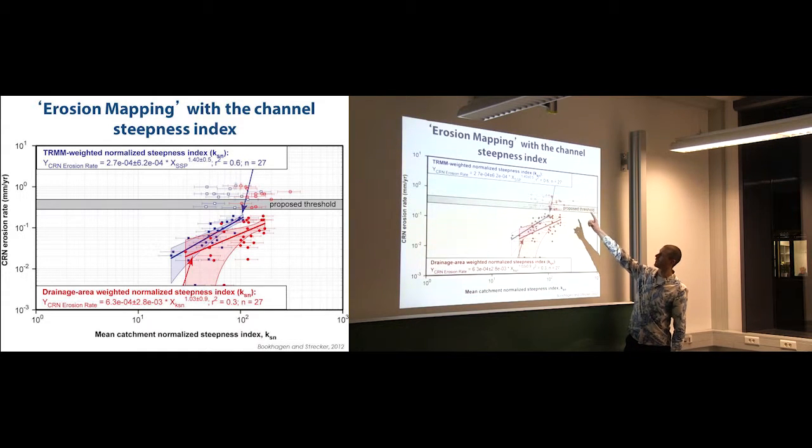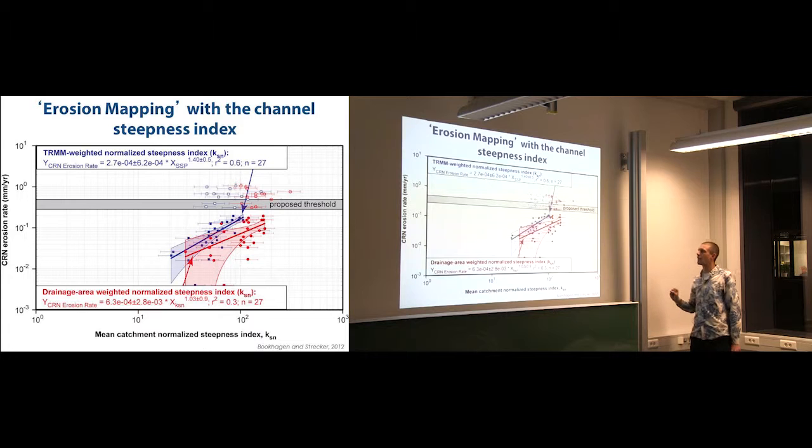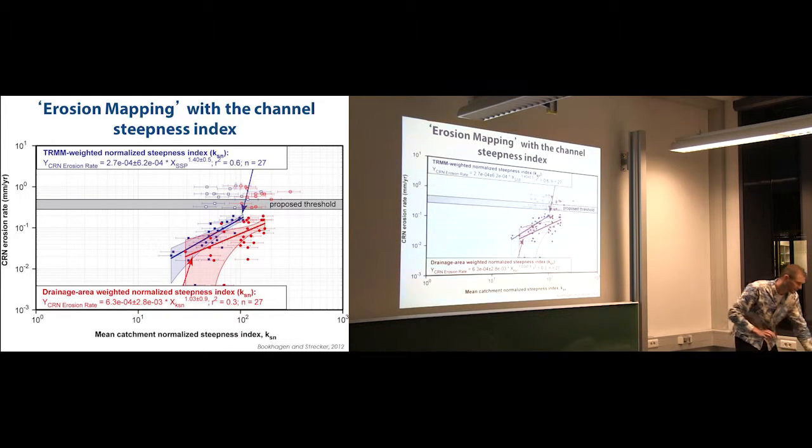So this is, by the way, now showing the steepness index as an additional parameter. This is using actual discharge in blue. The red line indicates the drainage area, and there is a significant difference in the Pearson's correlation coefficient.